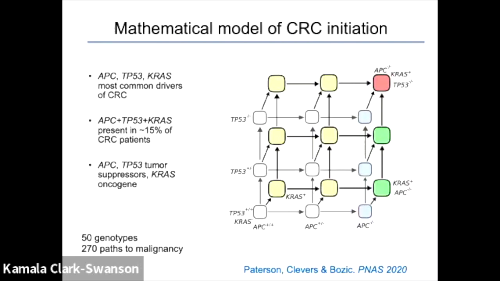And so you can see our model depicted schematically on the right, where we start on the bottom left with a healthy cell that has healthy copies of the 3 genes. And then in any 5 steps you want, you can reach the top right, in which you have collected all 5 steps towards malignancy. And because there are multiple ways one can inactivate an oncogene or a tumor suppressor gene, the situation is even slightly more complicated than depicted here. So we actually have 50 different genotypes and 270 paths to malignancy to keep track of in this model.